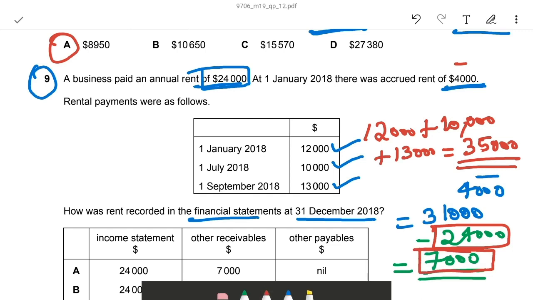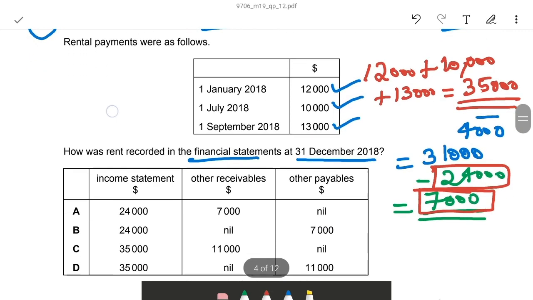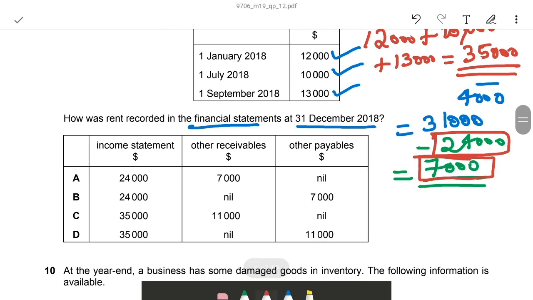So let's check the answer. Income statement 24,000. Yes, A and B both give 24,000, correct. Other receivables: A gives 7,000, B gives nil. So A is the correct answer. The business has paid 7,000 in advance and has to receive the service. So the correct answer is A.